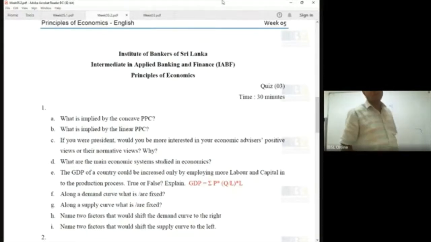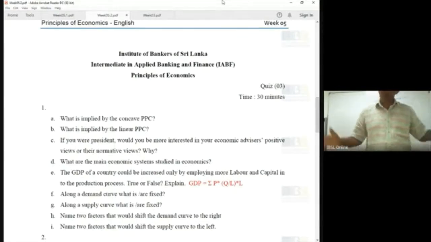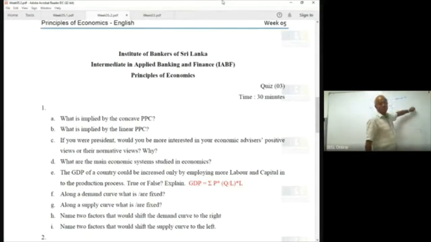The two questions are about the concave, this is the concave shape, and this is the linear PPC. Right? Now, what is the difference between these two? It is the opportunity cost. In that lesson we said that the PPC can be used to illustrate important economic concepts, like scarcity of factors of production. The economy cannot attain these production combinations because of scarcity of resources.